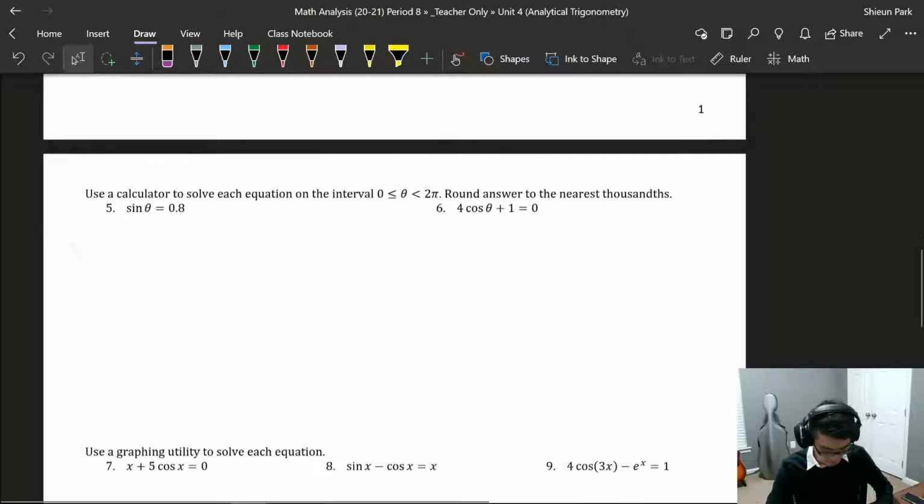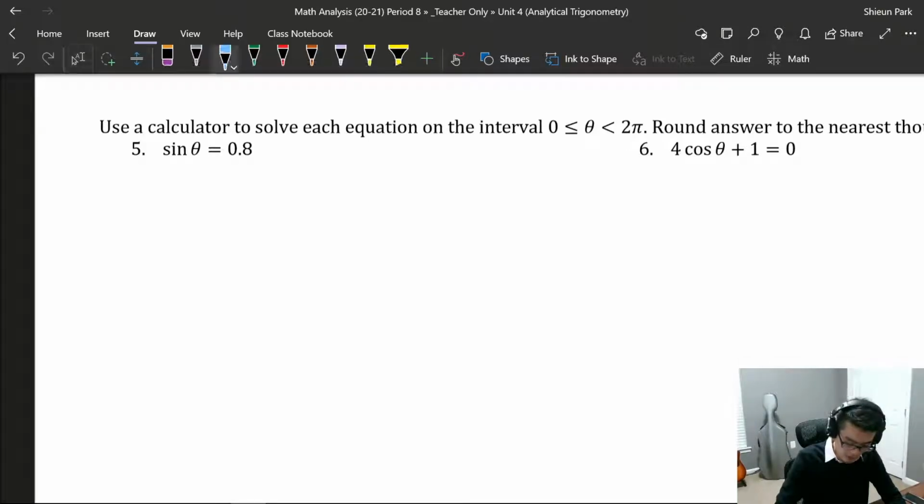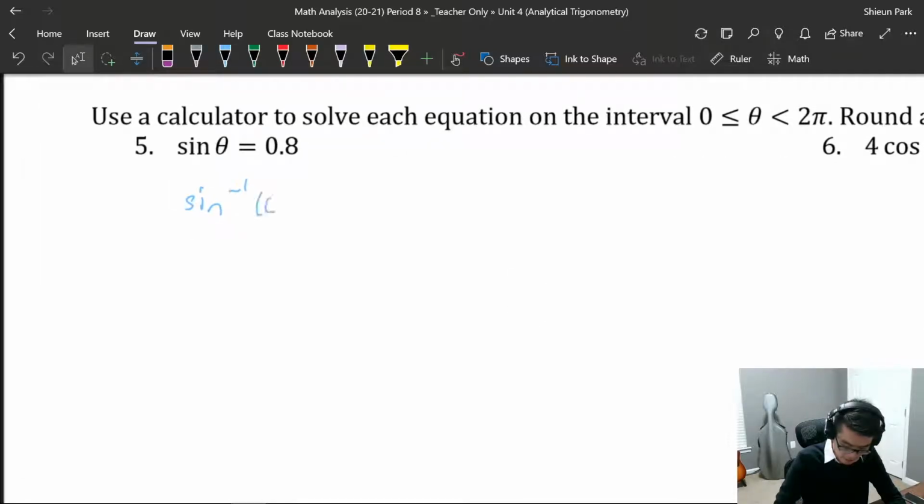Okay, so we'll start with number 5. The prompt asks us to use a calculator to solve each question on the interval from 0 to 2 pi. So we see that sine of theta equals 0.8. We know that ratio is about 4/5, but we don't know what that angle is going to be. So in this case, this is the weird part where we mentioned you shouldn't do this, but for this case, we're going to have to convert this into an inverse sine function. So inverse sine of 0.8 is equal to theta.